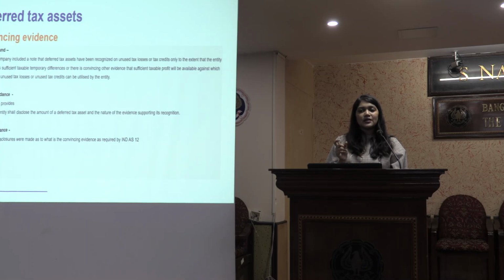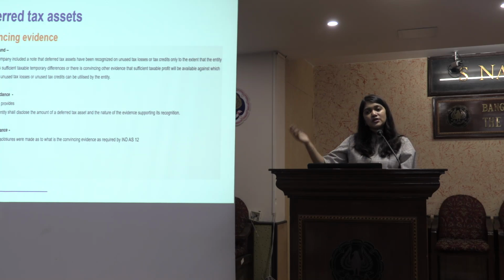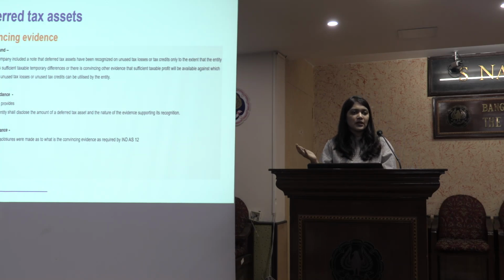Here one thing that is missing is that when we say there is other convincing evidence, we have to tell what that convincing evidence is. We have to showcase the evidence on the basis of which we are saying that there would be sufficient taxable profit in future against which these can be set off. So in IGAAP, I think it was more stringent. Yeah, this is a little liberal.